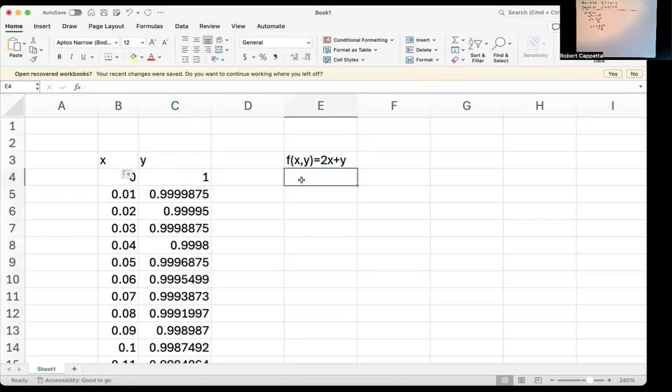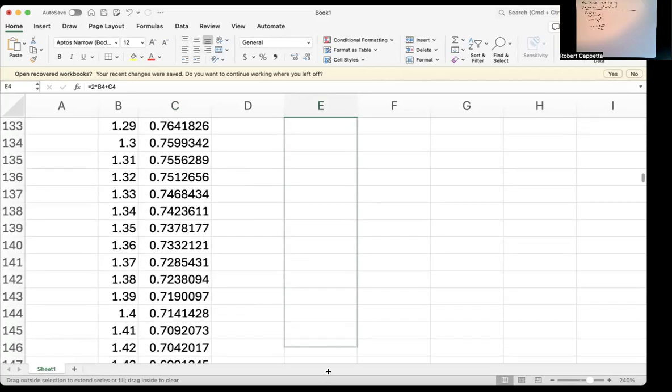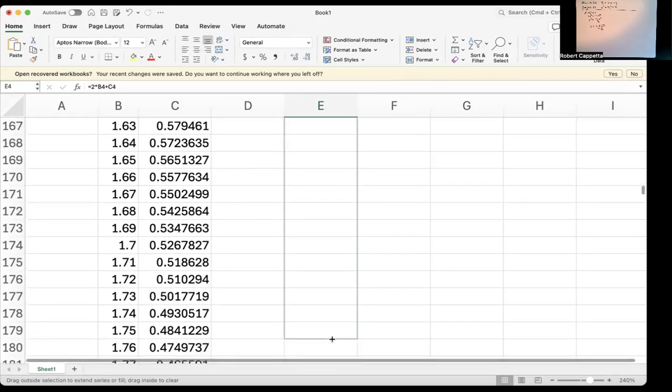And then we want to create a table of values for 2x plus y equals 2 times x plus the y value. And we'll see what we get from that. We do an autofill there, and we're looking for the highest value in that column. So let's see what we get.